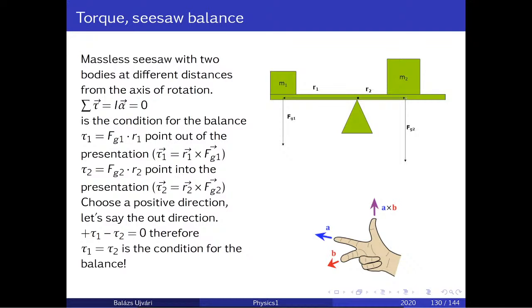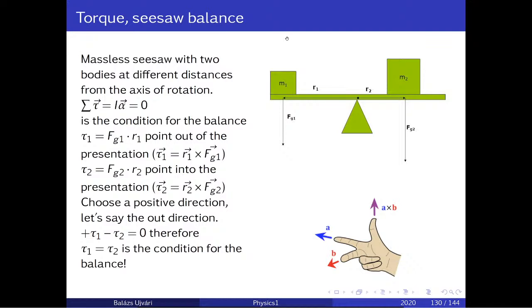Since there is no way to move anywhere else, only on the plane of your screen, technically this vectorial sum can be written as two scalars. So let's choose an opposite direction. Opposite direction is towards the U. In this case, torque 1 is positive, torque 2 is negative, and therefore torque 1 equals torque 2 is the condition for the balance. So this is a scalar, F times D, the level arm.